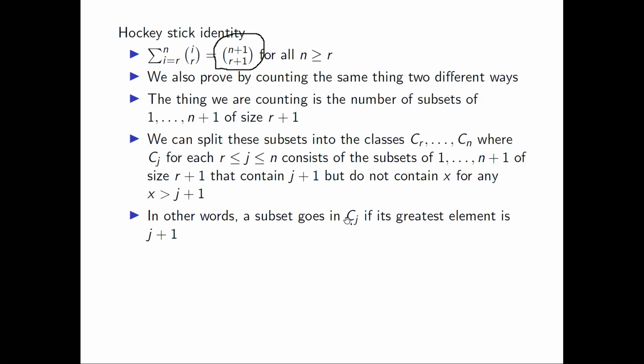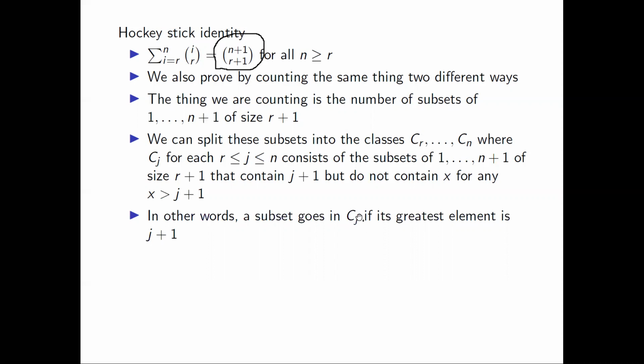And it's clear then that if CJ consists of the subsets whose greatest element is J plus 1, then the classes CR, CR plus 1 up to CN have to be disjoint from each other, because the subsets in those classes, if they're in different classes, have different greatest elements. So the classes do not have any overlap between each other.